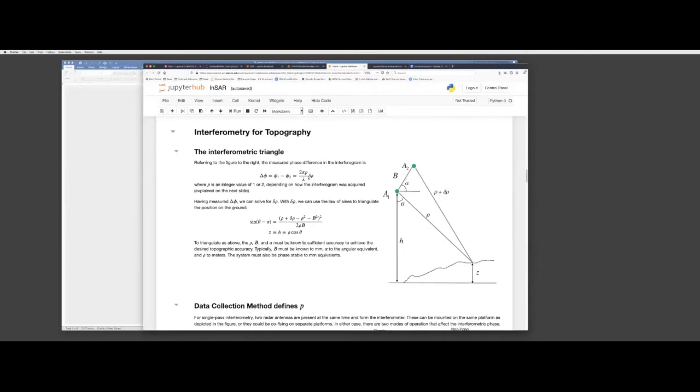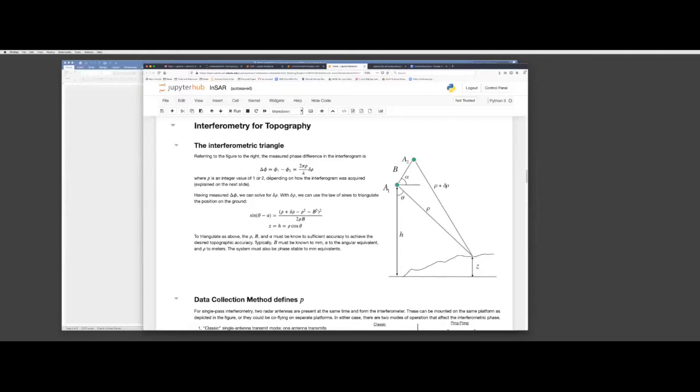So once we've measured delta phi through the interferogram, we can invert this for what our range change is. This value p we'll talk about on the next slide. It's either 1 or 2.